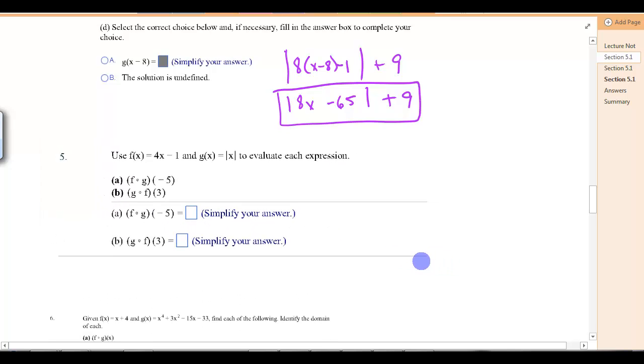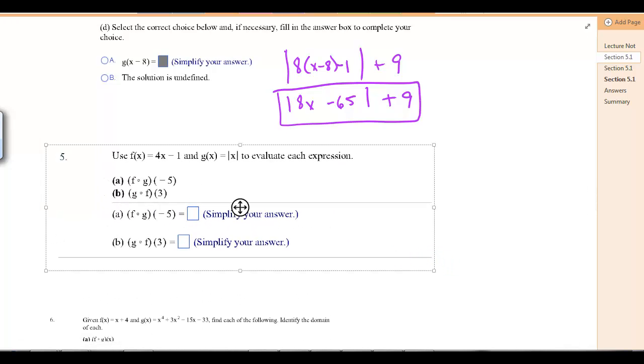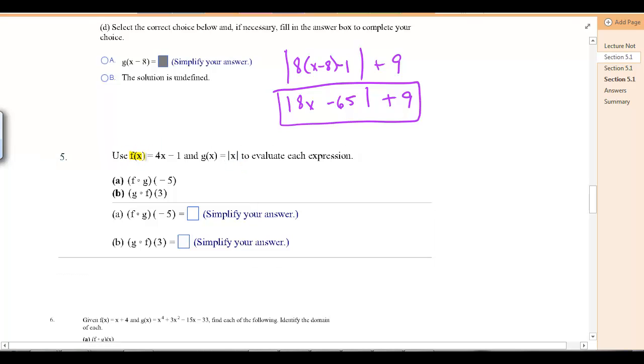That a little bigger. All right. f of g of negative 5, when this is f of x and this is g of x. So let's show this a little bit differently here. f of g of negative 5 means we're going to find g of negative 5. So that means put negative 5 in there. So that equals 5. And then we're going to find f of that.